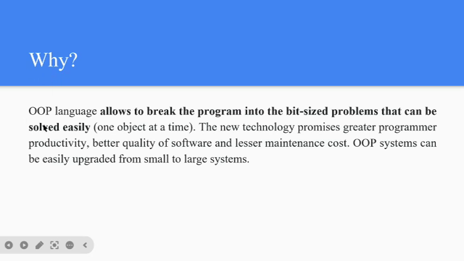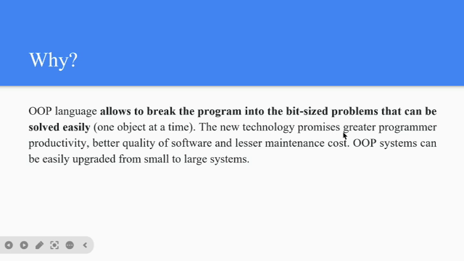Now we're gonna look at why object-oriented languages are used. It is because they allow us to break the program into best size problems that can be solved easily. So essentially you have a big problem, such as you have to make a list of 100 students and their marks and class. You basically need like a database, right? So you can break down this problem into classes and objects, which will help you to achieve this.